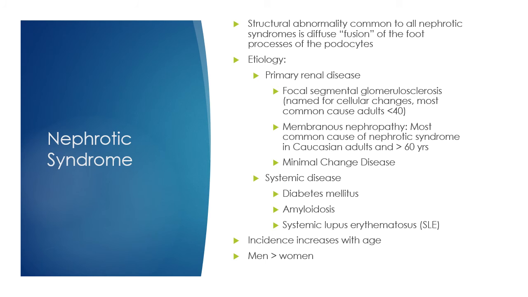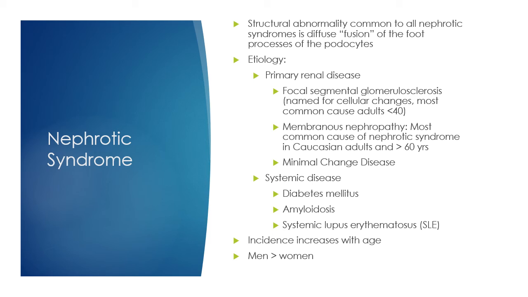So in all causes of nephrotic syndrome, there is a structural abnormality where there's diffuse fusion of the foot processes of the podocytes in the kidney. And etiologies could be primary renal disease, where there's what's called a focal segmental glomerular sclerosis, because you have cellular changes that lead to sclerosis. And that's the most common cause of nephrotic syndrome in patients under 40.